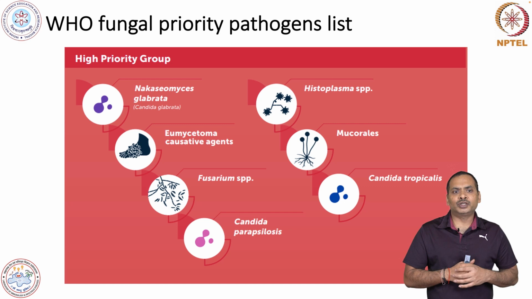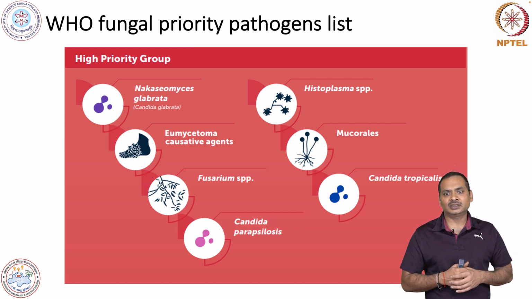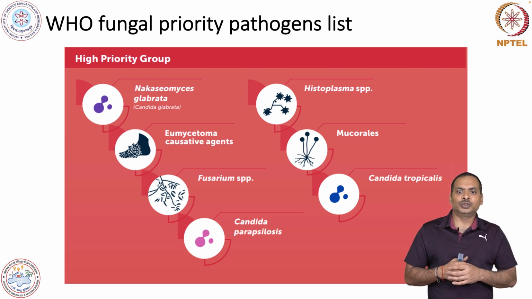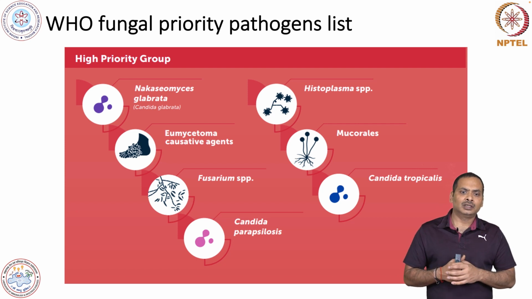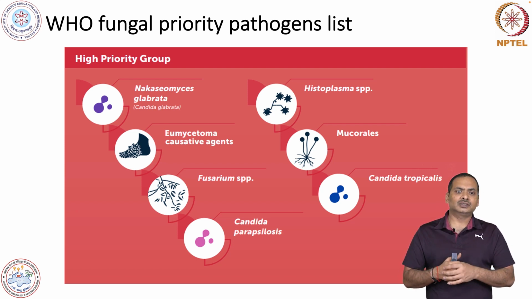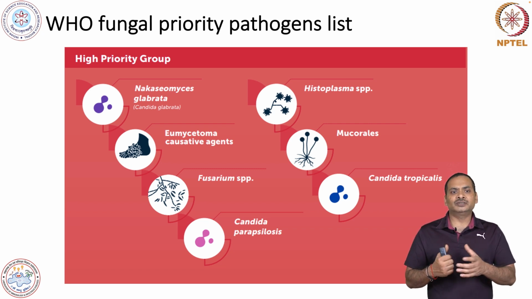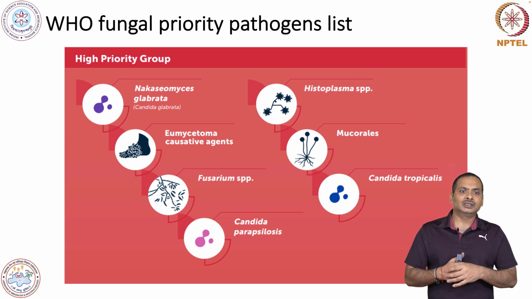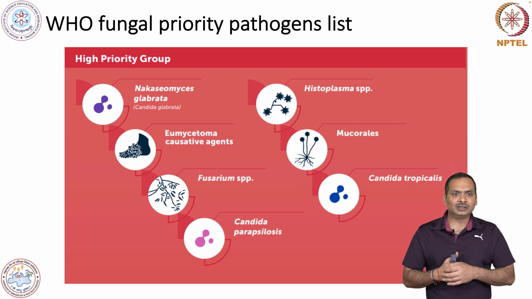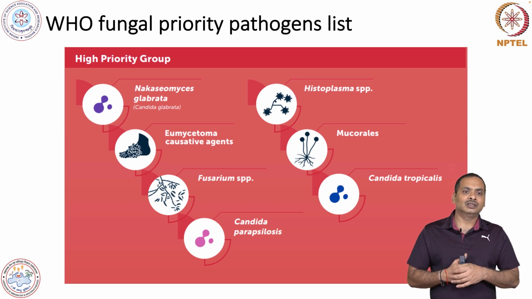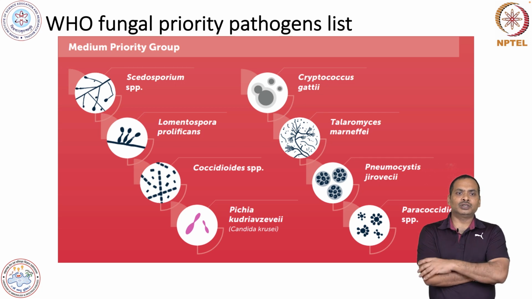This is the high priority group. These fungi, as you can see, include Histoplasma, Mucorales, Candida tropicalis, Candida parapsilosis, Fusarium species, Eumycetoma causative agents, and Nakaseomyces glabratus, which is a kind of Candida species. Now this is the medium priority group.